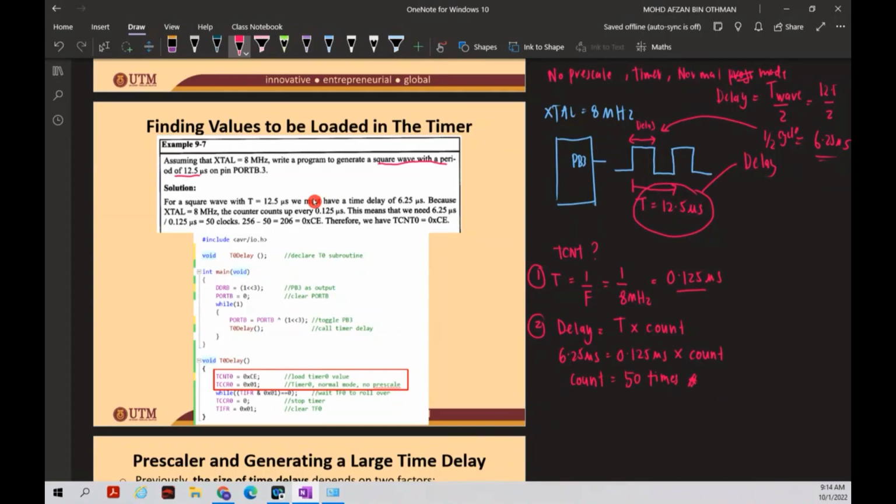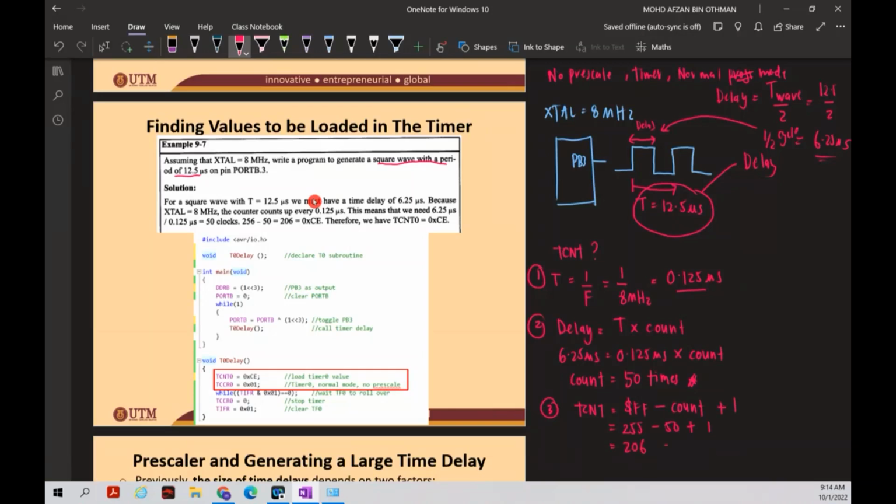Once you get the count, then the third step here is by using TCNT equal to FF, or you can use 255 minus count plus 1. So I just use 255 minus 50 plus 1, and what do you get here? What would be the value here? Do you have a calculator? Okay, 255 minus 50 plus 1, you get 206.